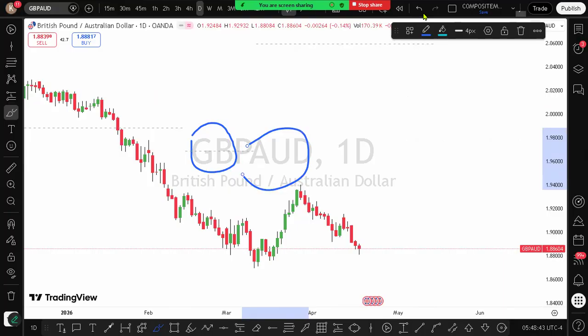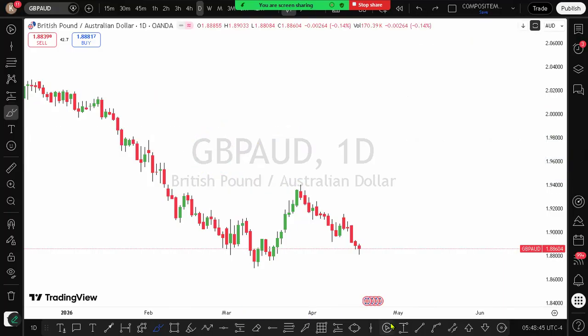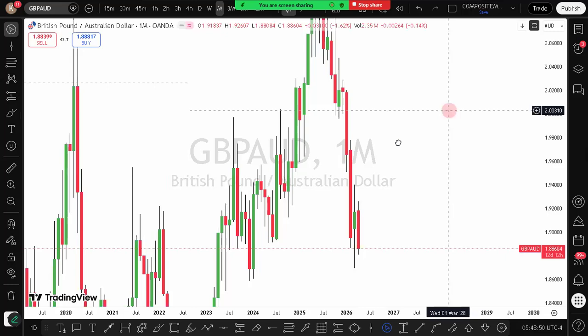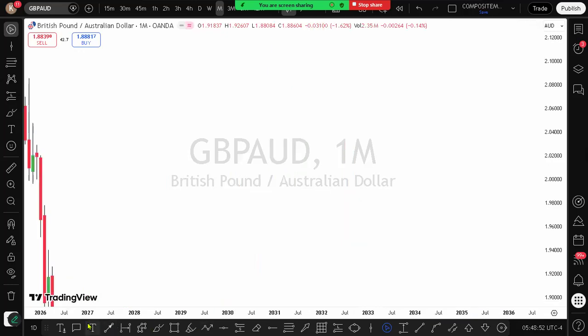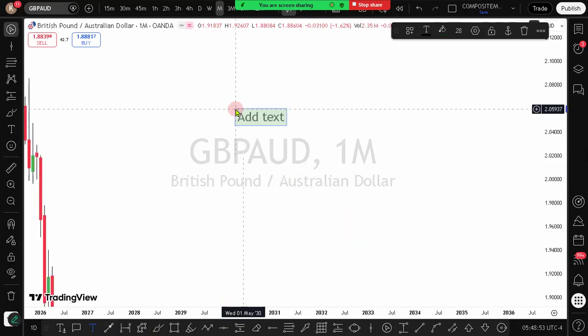So guys, this prepares you for another rally. So we go to the monthly time frame. Remember our idea here, the reason we want to buy the GBP AUD here is this.